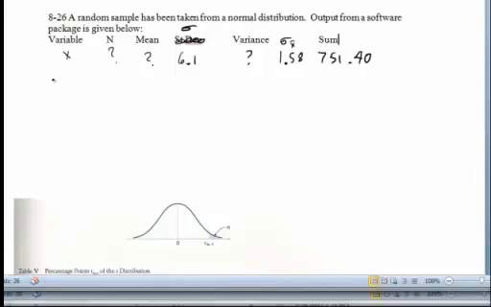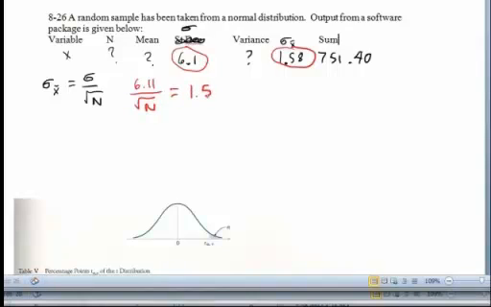So we know right from the get-go that for the standard deviation of the sample means, we're just going to calculate this number. Since we already have sigma, we can quickly calculate it: 6.11 over the square root of n is 1.58. Therefore, n is equal to 15.